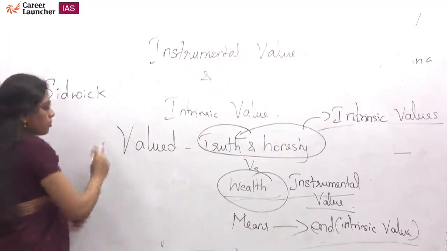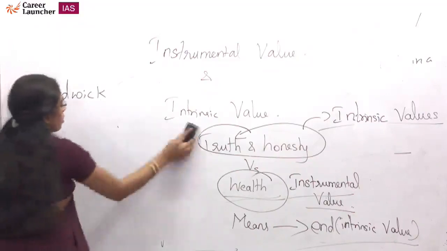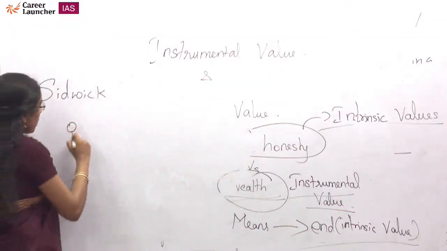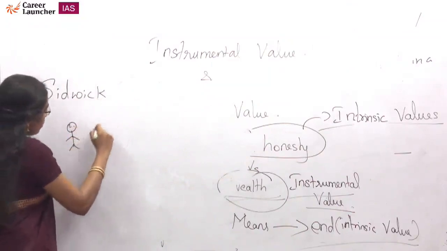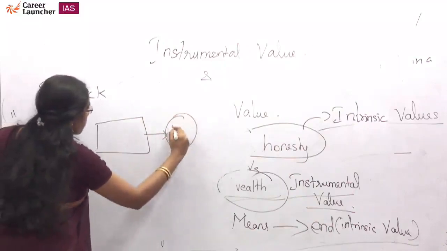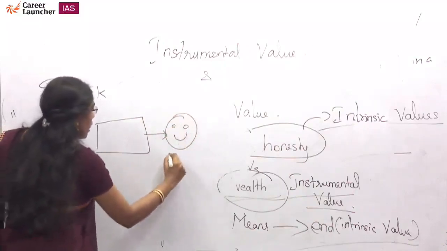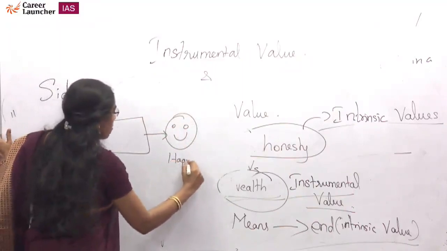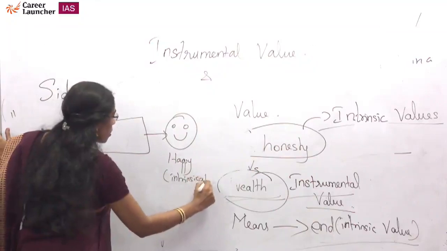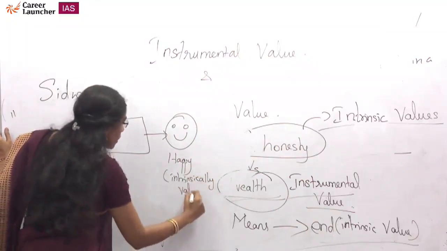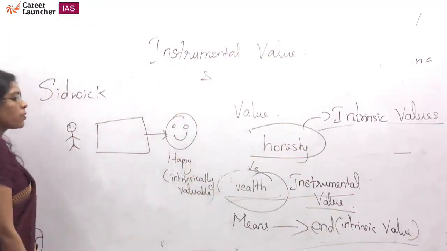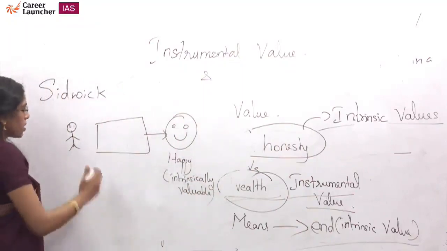You can draw a diagram in your notes, you can make it interesting. Draw a person like this, then draw a box. Now you can draw a face: happiness, this person is happy. This is intrinsically valuable. Happiness is intrinsically valuable. Like that, honesty, truthfulness, everything has its own value in itself. Examples for intrinsic values, I am saying.